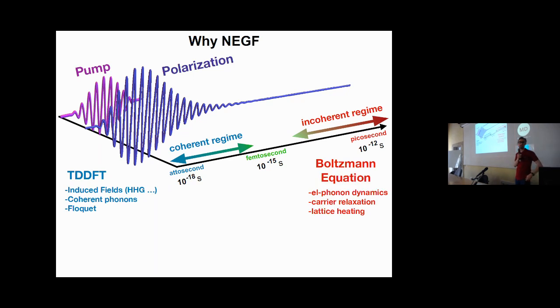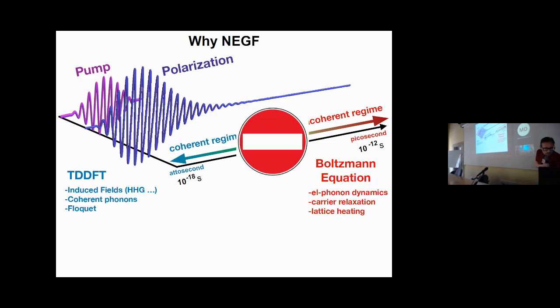Fortunately, the incoherent regime is the realm of another method, which is the Boltzmann equation. With the Boltzmann equation, which is a completely different method, nothing to do with TD-DFT, you can describe very well the decoupled electron-phonon dynamics. You can also study carrier scattering, carrier relaxation, and also the heating of the lattice because of this energy exchange between electrons and nuclei. But what you can't do with this approach is to follow the dynamics of the system from one regime to the other one.